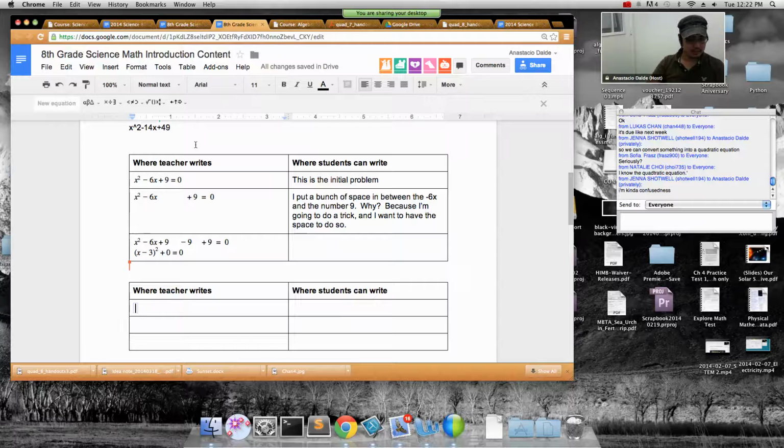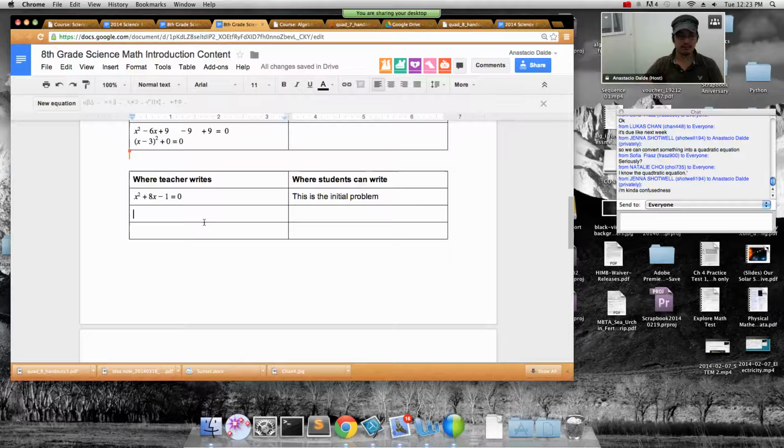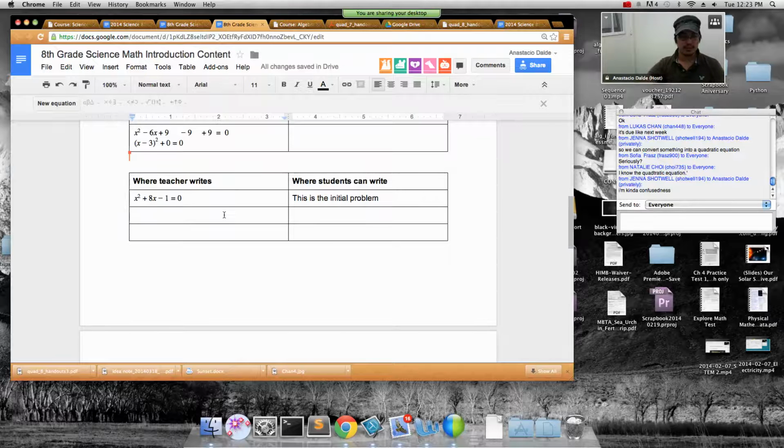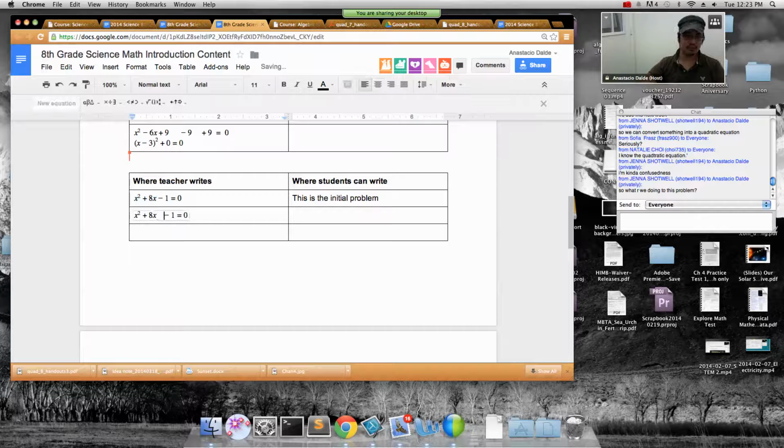Let's do it like this. Actually, you know what? We'll do this one. X squared plus 8x minus 1 equals 0. This is the initial problem. I want you folks to write down all of the steps that I took, okay? Fair enough? All right. Now what I'm going to do is take the same problem and put a bunch of big spaces over here.